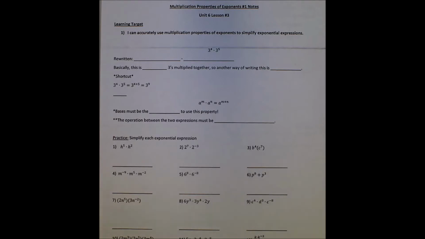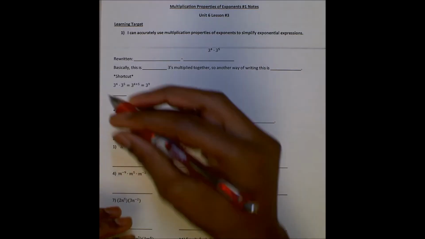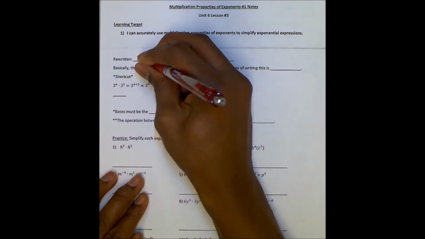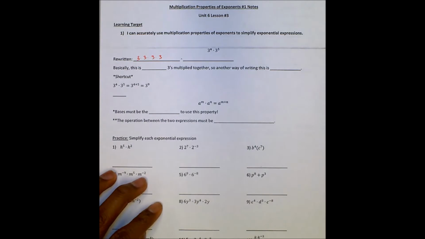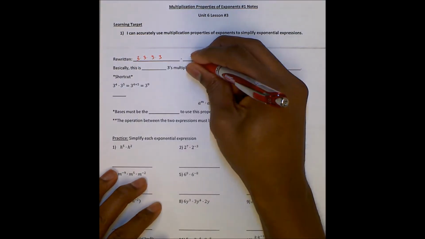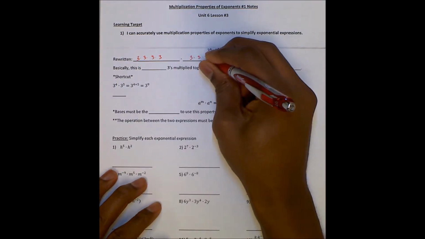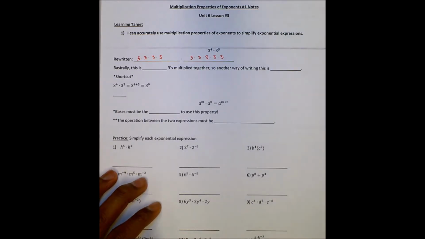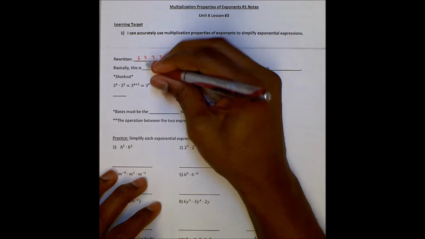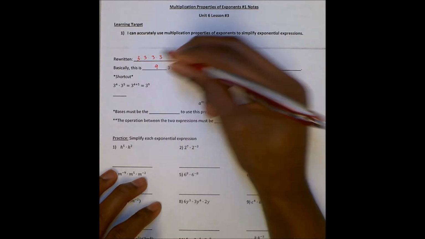We have a problem. We have 3 to the 4th times 3 to the 5th. We're going to rewrite this. I'm going to rewrite 3 to the 4th, and that's just 3 times 3 times 3 times 3. I want to rewrite 3 to the 5th, which is 3 five times. So basically, this is 1, 2, 3, 4, 5, 6, 7, 8, 9 threes multiplied together.